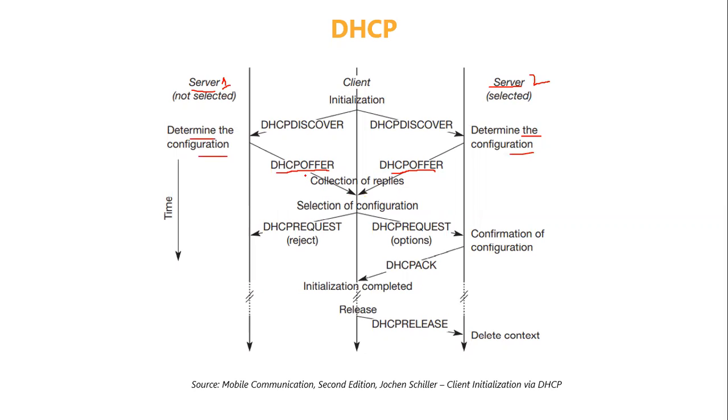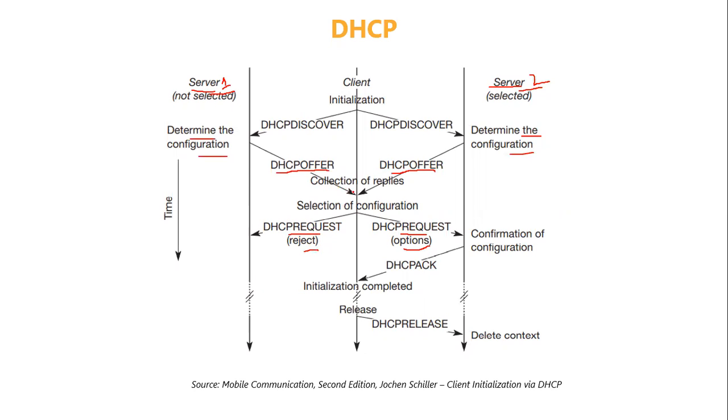So let us assume that in this case, the client is going to accept the configuration parameters of server 2 and it is going to reject server 1. Whichever one it accepts, it should send a DHCP request with the options, like all the configuration parameters and the features it needs. To the server it doesn't want details from, it will send a DHCP request reject.